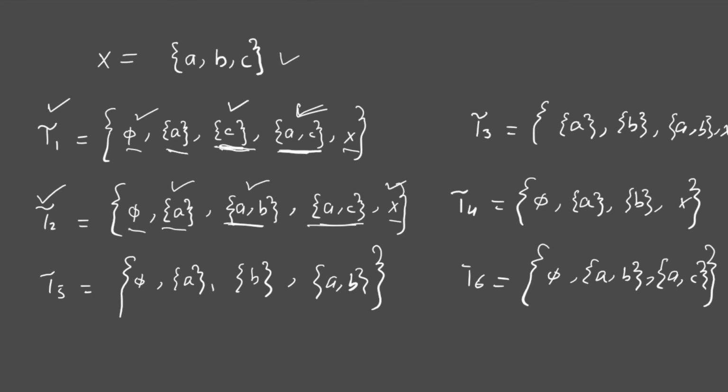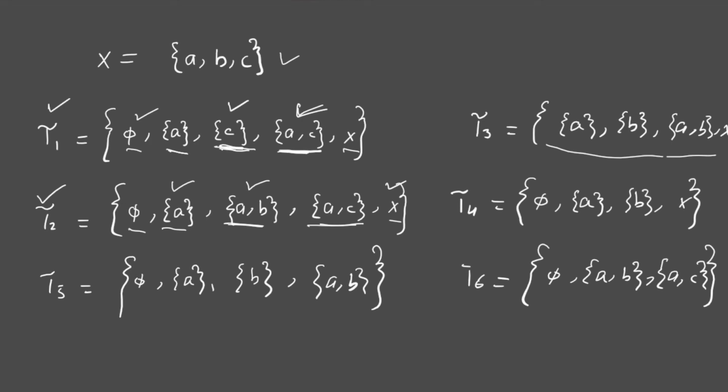Similarly, tau 3 is not a topology because it does not contain phi. You see that phi does not exist in this collection. Since phi does not exist here, tau 3 is not a topology.